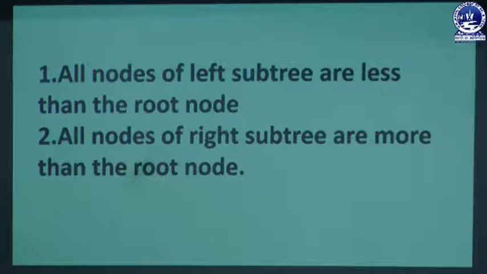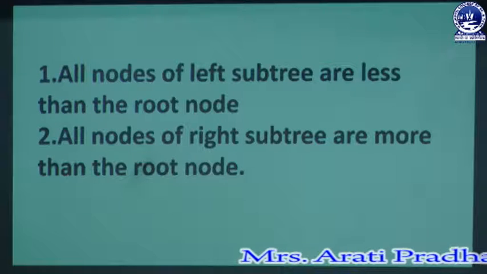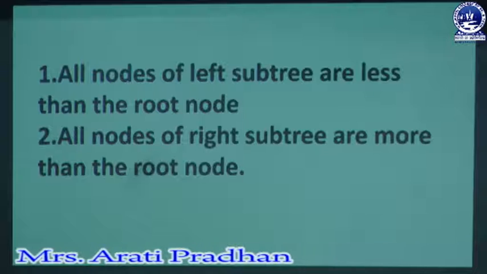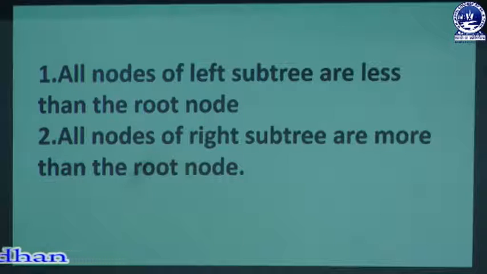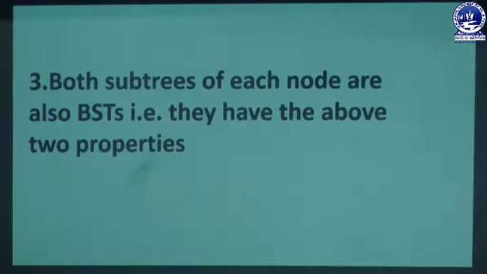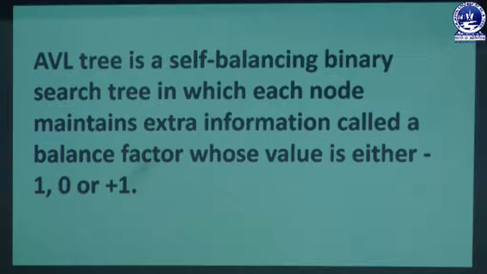It has some characteristics. What are those? All nodes of the left subtree are less than the root node. It means that the values of each node of the left subtree are less than the root node. Similarly, all the node values of the right subtree are more than the root node. What is the meaning of value? Each node must contain a value, which may be called value or data or key, whatever term you may use. The next one is both subtrees of each node are also BST, that is they have the above true properties.